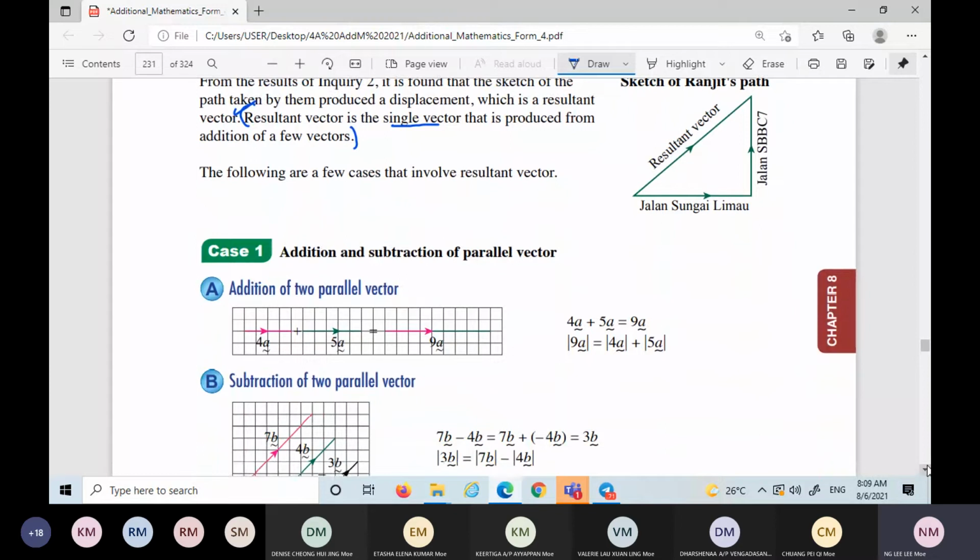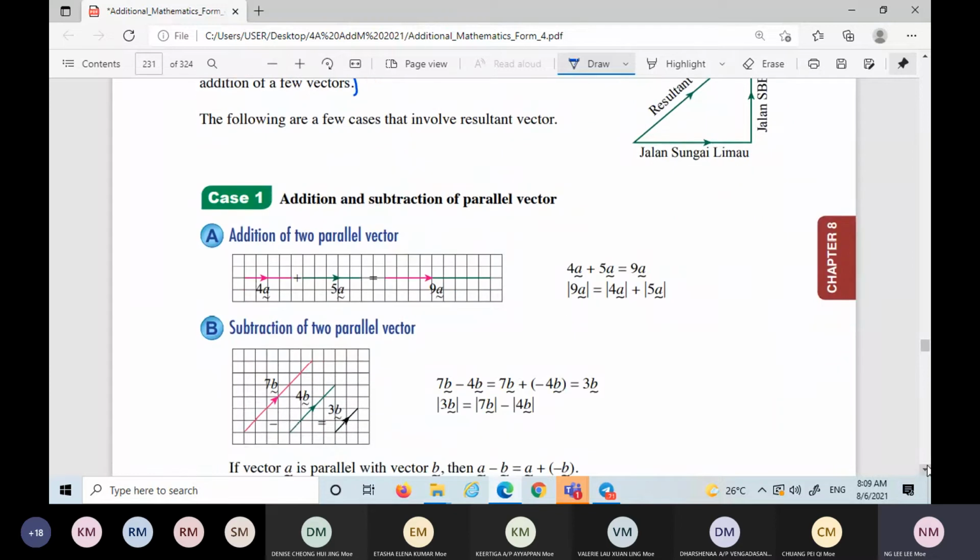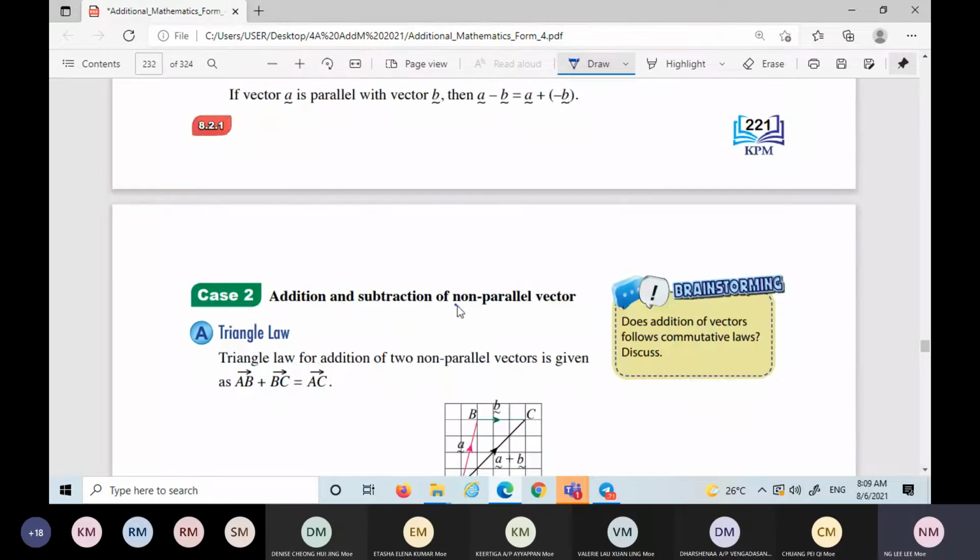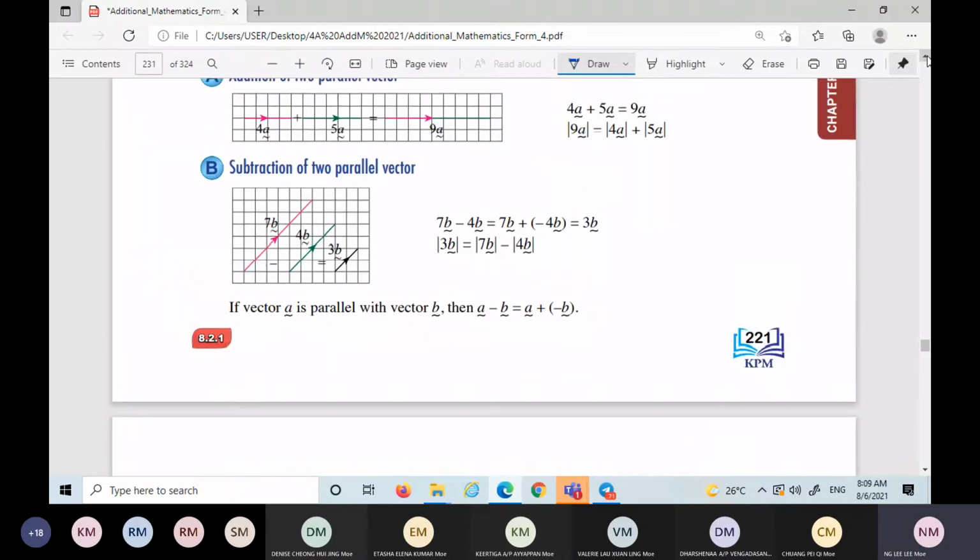Now we look at all these cases. Here you have case 1 and then case 2. Case 1 is for parallel vectors, then case 2 is for non-parallel vectors. Case 2 is here, non-parallel vectors. We come back to case 1.